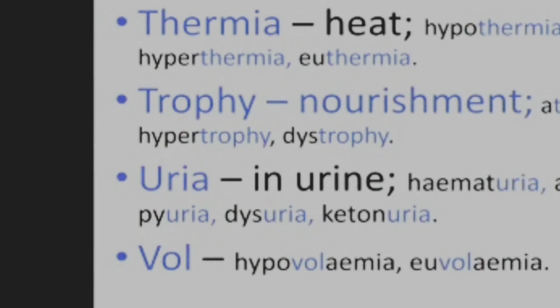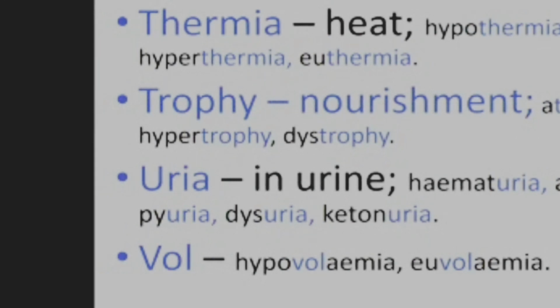And urea and urine: hematuria, anuria, pyuria, dysuria, ketonuria, all have to do with the urea and the blood, urine and volume of urine, and hypovolemia and euvolemia.